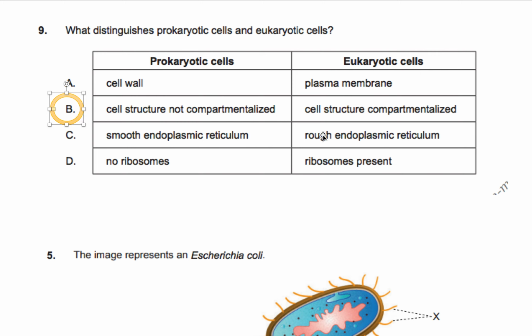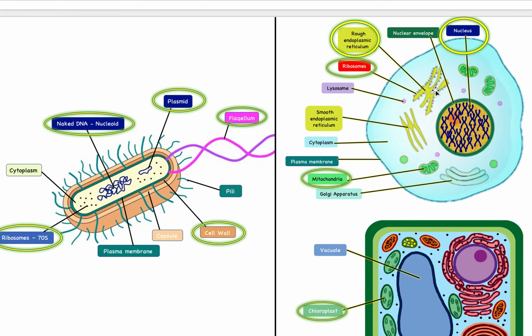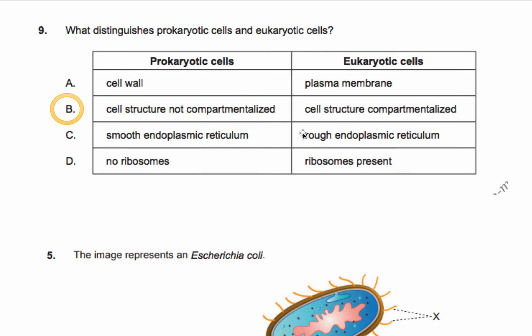Let's just eliminate these two options. So prokaryotic cells have a smooth endoplasmic reticulum, whereas eukaryotic cells have a rough endoplasmic reticulum. Again, this is not true. Eukaryotic cells have both smooth and rough. Remember, rough is when it has ribosomes on it, and smooth is when it's without ribosomes. And prokaryotic cells don't have any organelles, basically. So this statement is simply not true.